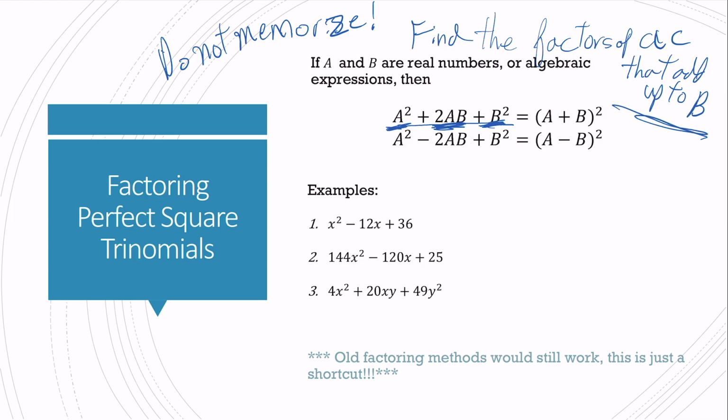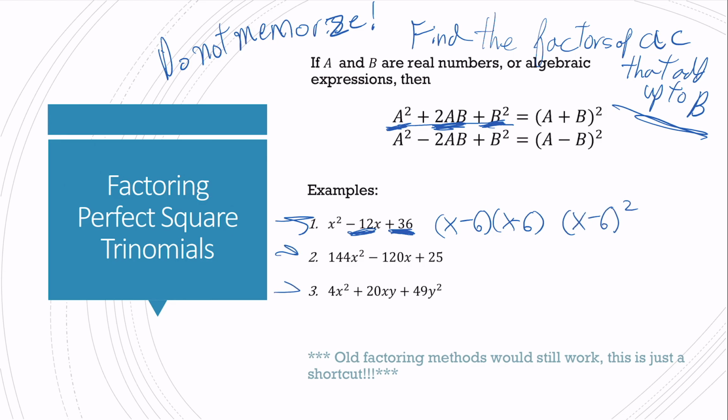But this can be a handy-dandy tool as you're going through and solving, especially problems like if I've got x squared minus 12x plus 36. Well, what are the factors of AC that add up to negative 12? AC is 36, negative 6 and negative 6, right? And that's really nice to have it be x minus 6 squared.